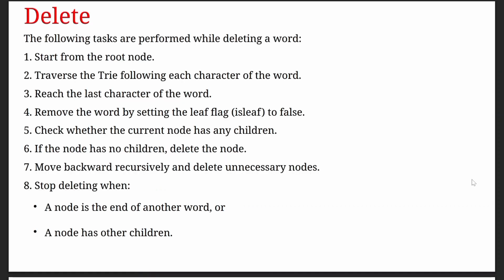Here is the delete operation. Now let's discuss deletion. To delete a word, we first follow the path of the word from the root. After reaching the last character, we remove the word by setting isLeaf to false. Then we check whether the node has any children. If it has no children, the node can be deleted safely. The algorithm then moves backward recursively and removes unnecessary nodes. Deletion stops if a node belongs to another word or if it has other children.